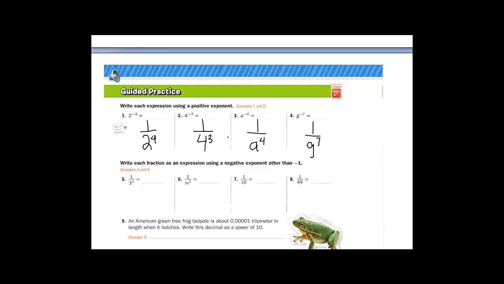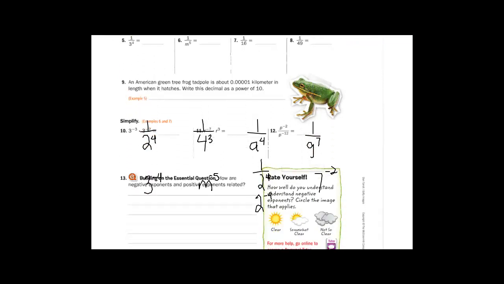Write each fraction as an expression using negative exponents other than negative 1. So this would be 3, reciprocal, exponent changes sign. Reciprocal, exponent changes sign. Now, those had a 1 on top. This one, 2, would actually be 1 over 2 to the 4th power. So that would be 2 to the negative 4th. This is 7 squared, 7 to the negative 2. Okay. So on that, I think we should be good to go. Let's go ahead and look at 10 through 12.